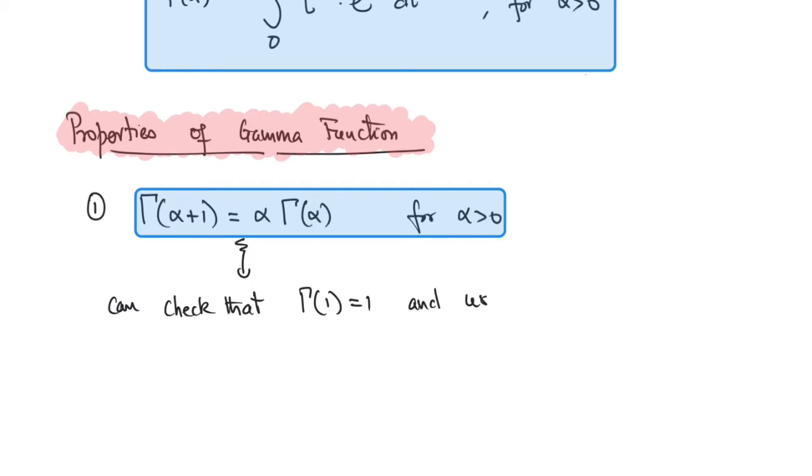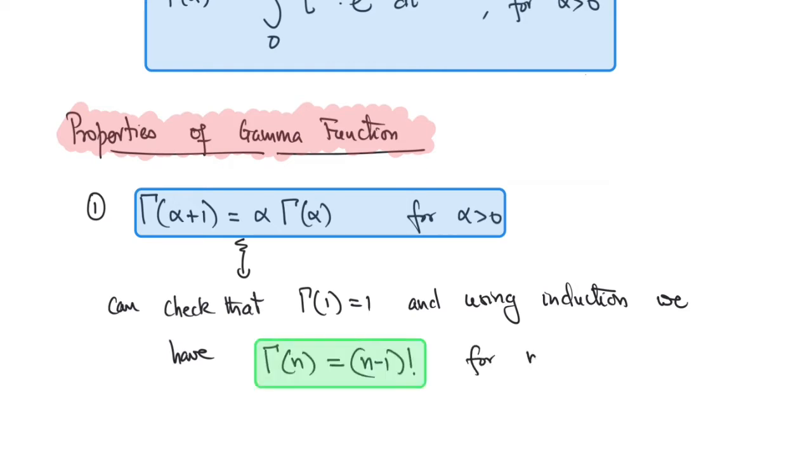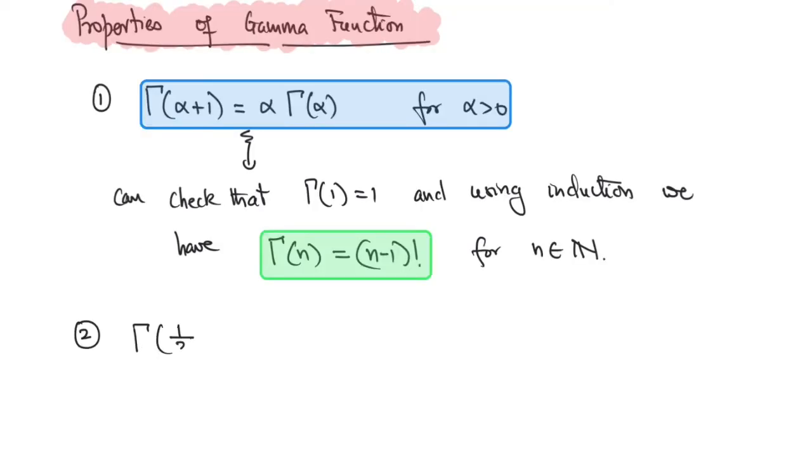We can check that gamma 1 equals 1, and using induction, this lets us get gamma n equals n minus 1 factorial. So the gamma function is one function that, when restricted to the set of natural numbers, gives us the factorial function. The gamma function, when evaluated at half, gives us the square root of pi. This is a fact that we will be using at a later point when we relate the chi-square distribution with the normal distribution.